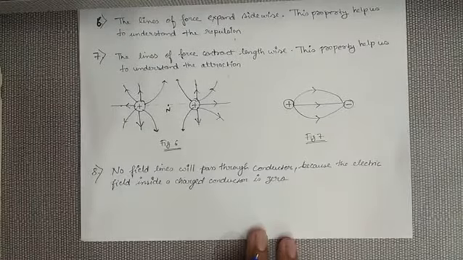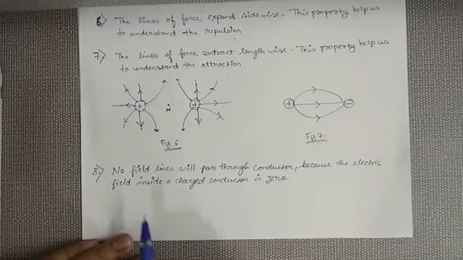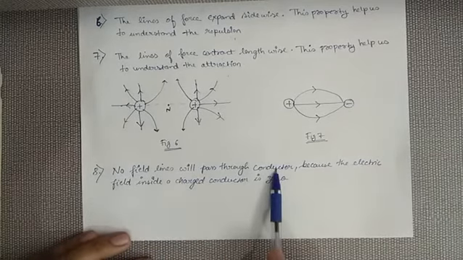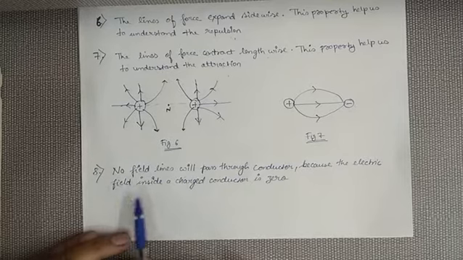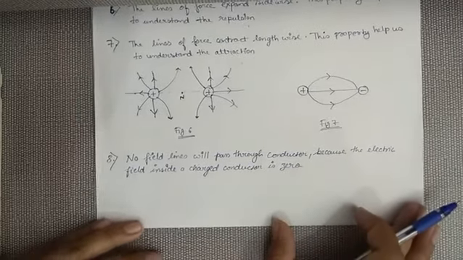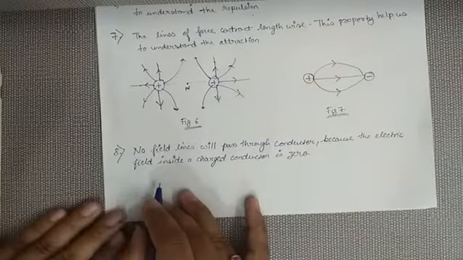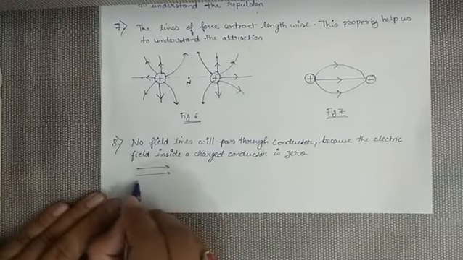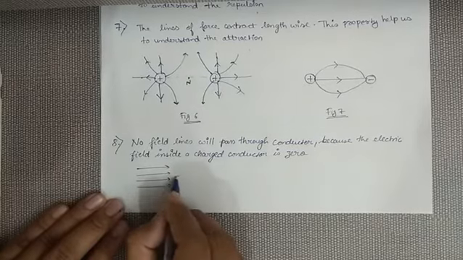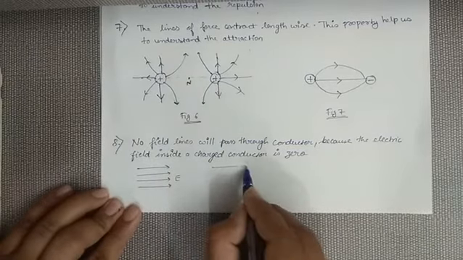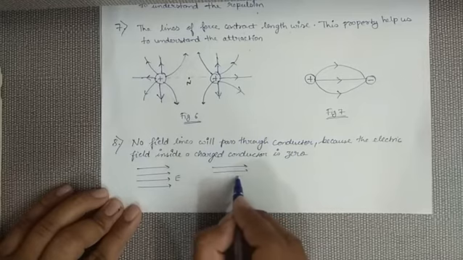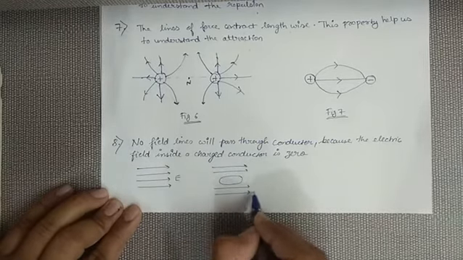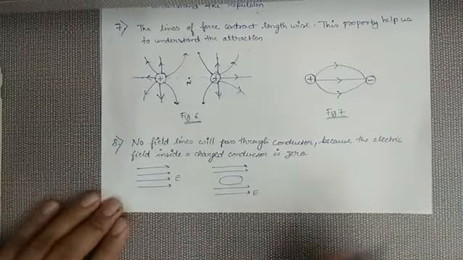So moving to the next point, point 8 states that no field lines will pass through a conductor, because the electric field inside a conductor is always zero. Now let's see what it is going to explain. Suppose this is a uniform electric field E, and in this uniform electric field I am placing a conductor. Now what is going to happen?